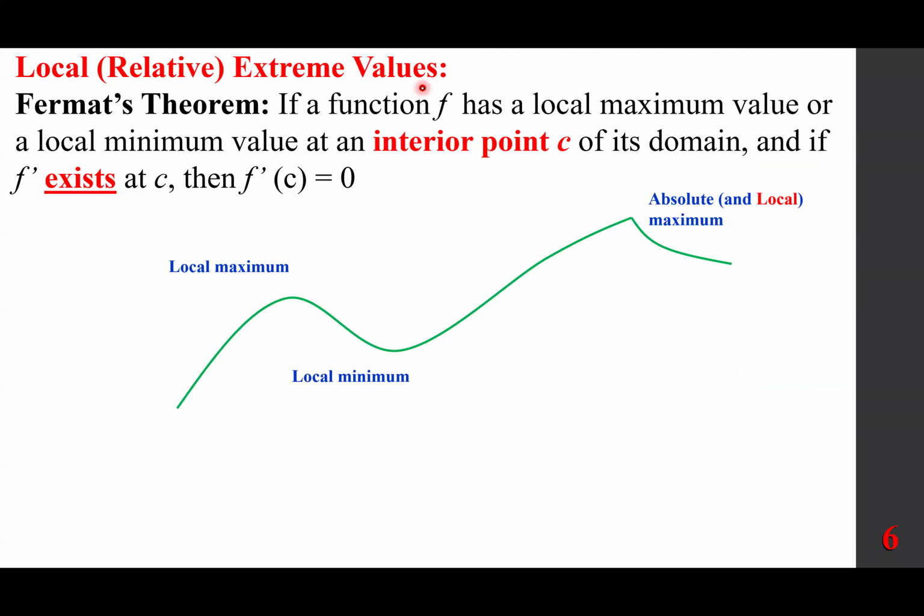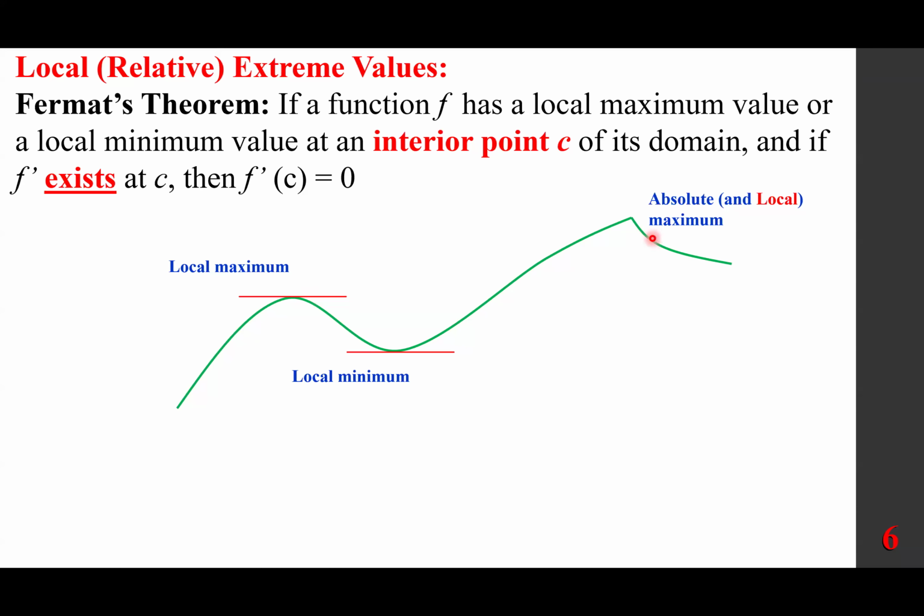Local or relative extreme values. According to Fermat's theorem, if a function f has a local maximum value or a local minimum value at an interior point c of its domain, and if f prime exists at c, then f prime must be 0. So as we look at this one, please understand this is local min, this is local max, this is local max. This too, because it's a smooth curve, if you draw a tangent line at the peak or valley, it becomes a horizontal line. Every horizontal line has a slope of 0. In essence, f prime becomes 0.